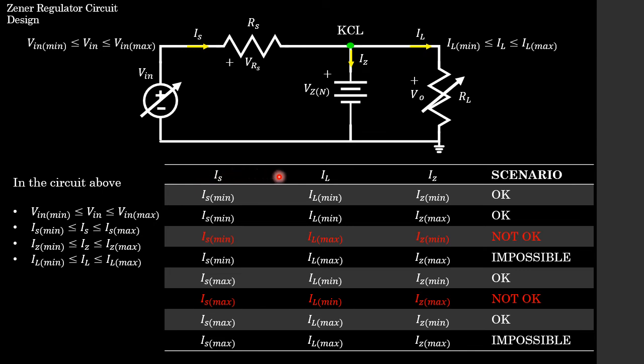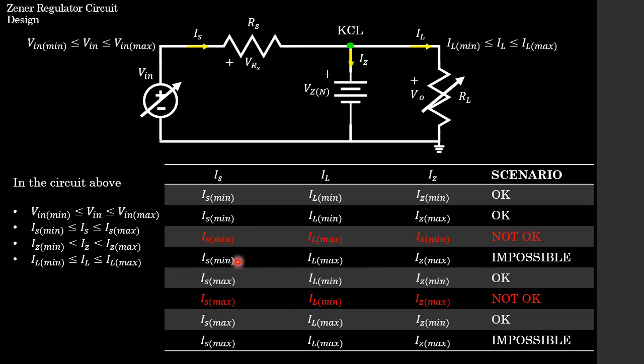So here we have the different currents. The IS, which is going through the series resistor, IL, which is the current going through our load, and IZ, which is the current going through our Zener diode. And then, of course, we have different scenarios. So the first one, where we have a minimum current going through our series resistor, and a minimum current going through our load, and a minimum current going through our diode, well, that's okay, students. That's not going to be any issues to face with. You can then go through the other ones that are okay. Let's look at ones that are impossible.